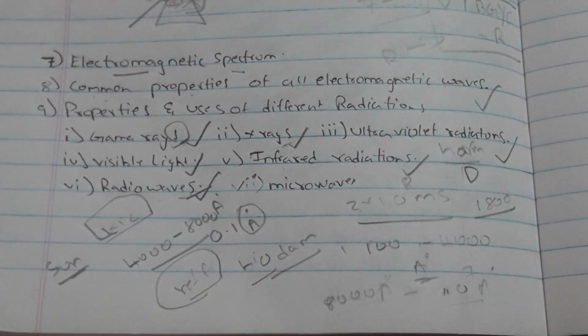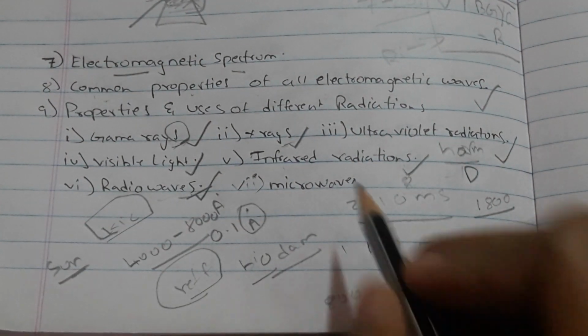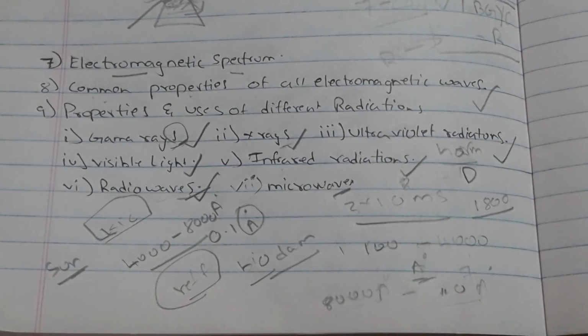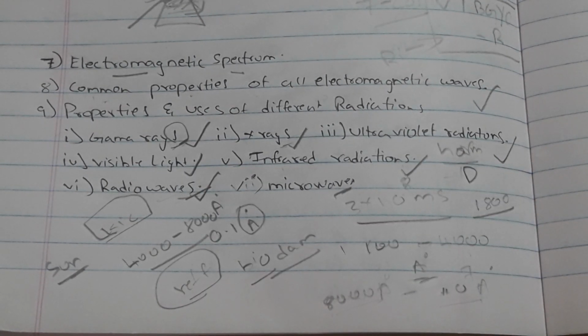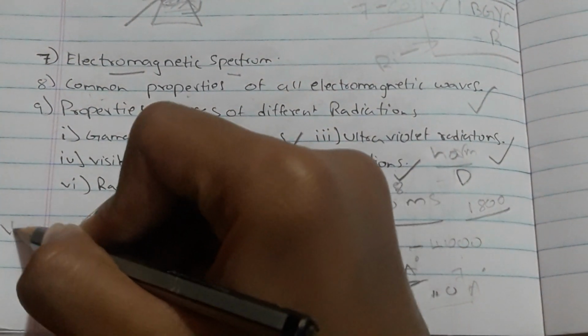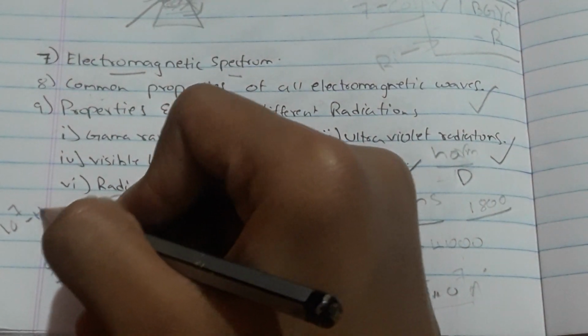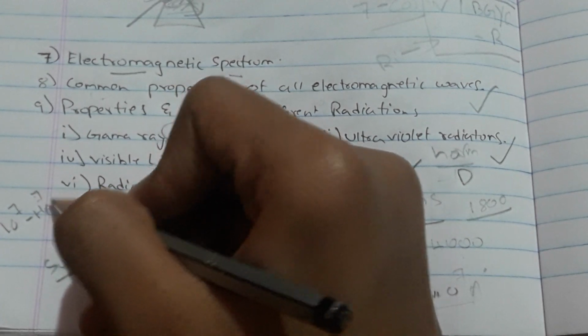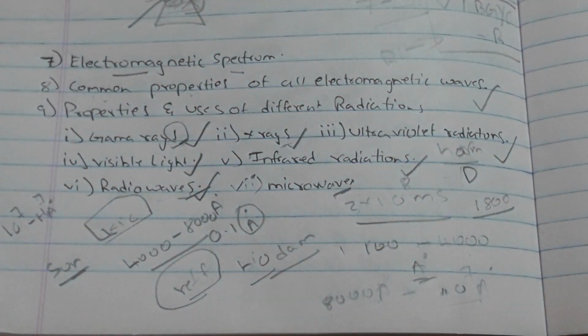Now moving to microwave, the last point of this chapter. Microwaves have a wavelength in the range of 10 power 7 Angstrom to 11 power 7 Angstrom. Is it high? Yes, it's high. That is about microwave.